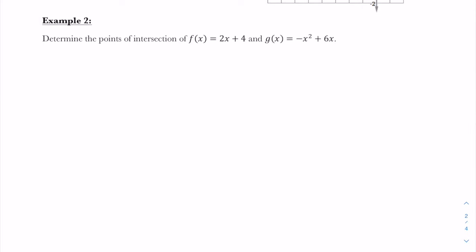In this example, we're asked to determine the points of intersection. We'll do so algebraically now. Unless you're given a grid, all solutions should be algebraic. So I'm going to model how we do this first one. We're given the linear function f of x equals 2x plus 4, and the quadratic function g of x equals negative x squared plus 6x. As a good first step, we'll go back to writing these equations just like we did in grade 10 using y instead of f of x.